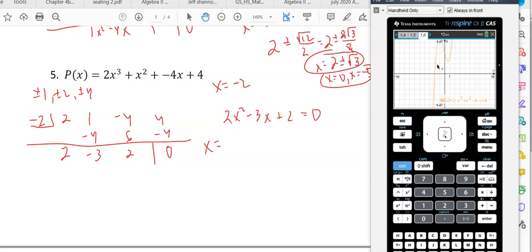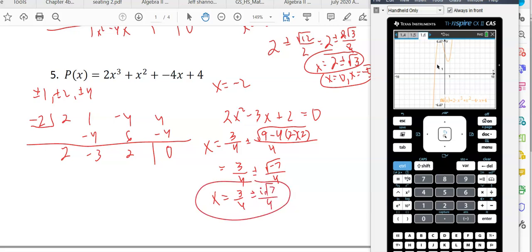So x equals the opposite of b, which would be 3, over 2 times 2 is 4, plus or minus, all over 4, the square root of b squared, which is 9, minus 4 times 2 times 2. So we get 3/4 plus or minus the square root of 9 minus 16, which is negative 7, over 4. So we get x equals 3/4 plus or minus i root 7 over 4. And also x equals negative 2. Those are our solutions. We got that one from the graph.